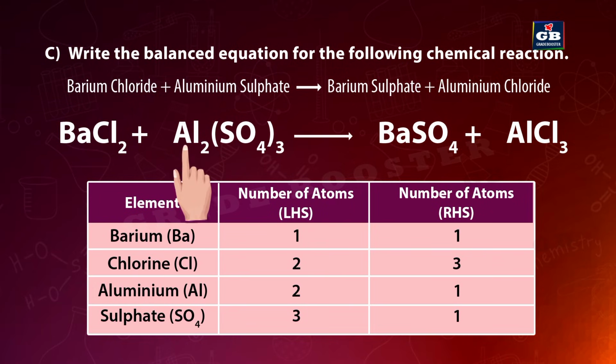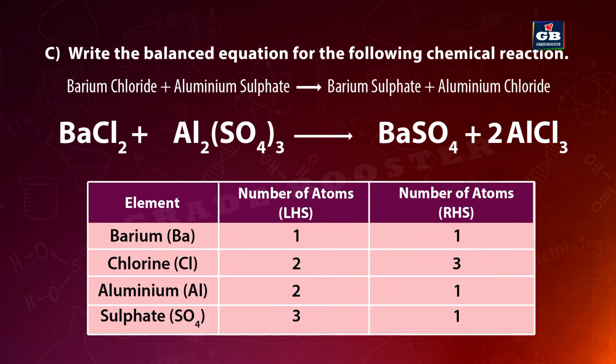Here there are 2 aluminum atoms on the reactant side in Al2(SO4)3. We need 2 aluminum atoms on the product side. So we write 2 in front of AlCl3. Now aluminum is balanced on both the sides.